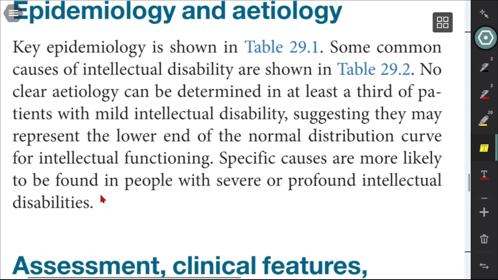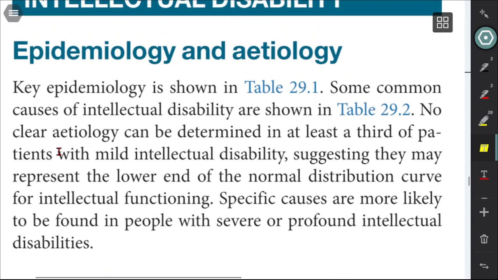Okay, so no clear etiology can be determined in at least a third of patients with mild intellectual disability, suggesting they may represent the lower end of the normal distribution curve for intellectual functioning. Specific causes are more likely to be found in people with severe or profound intellectual disabilities. So, mild intellectual disabilities, not obvious. With profound, the cause is more obvious, I mean.